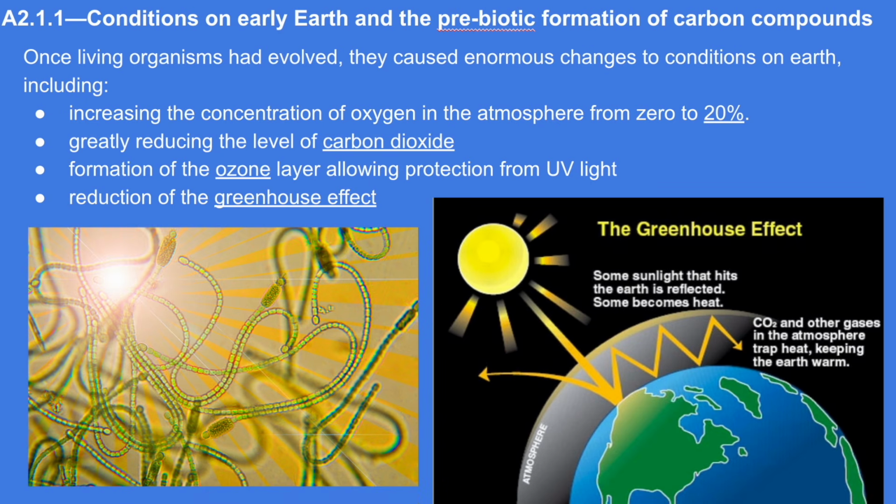Once living organisms had evolved, the Earth changed drastically. The oxygen level went from 0 to 20%, which is where we're at today. We have greatly reduced the level of carbon dioxide. The ozone layer formed, which allowed protection from UV light, and there was a reduction in the greenhouse effect due to less carbon dioxide.